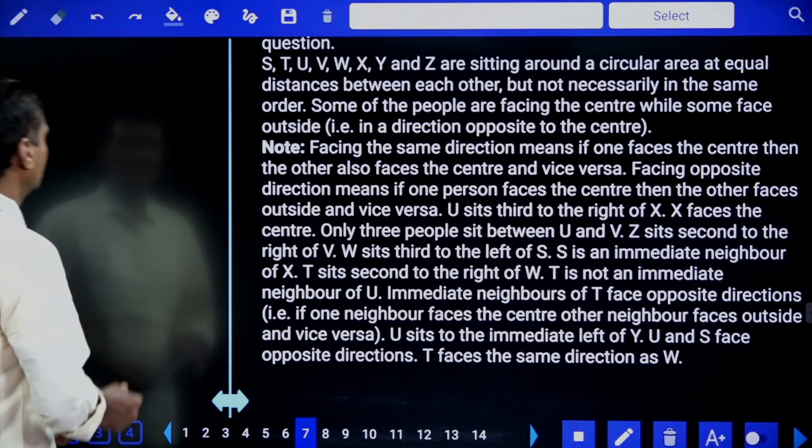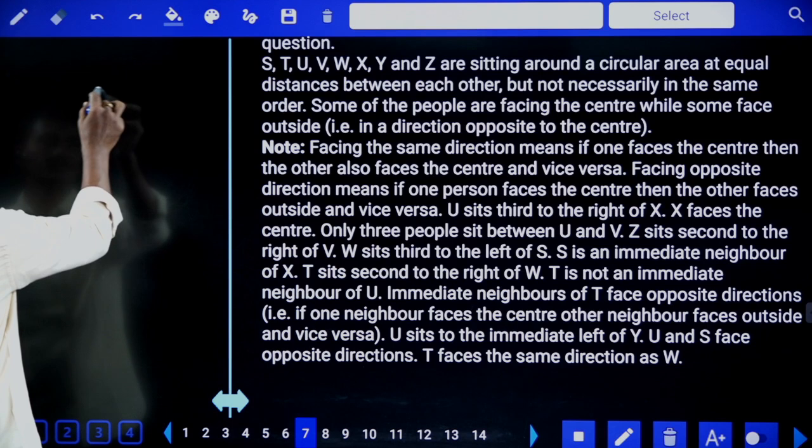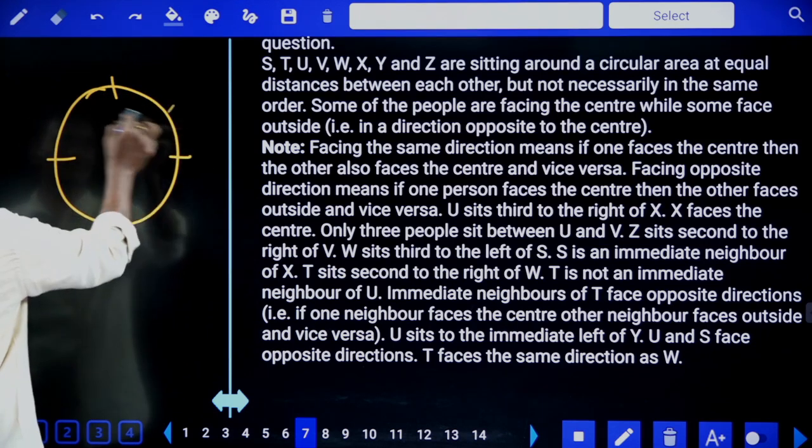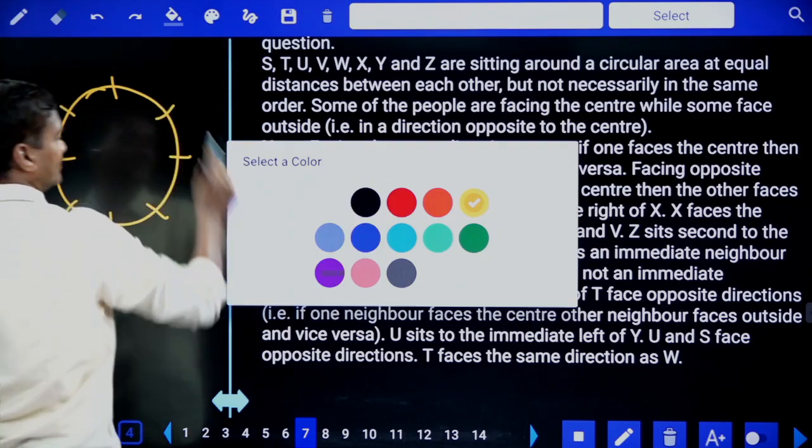Yes, your time is up. Now 8 persons were there. These 8 persons are seated around a circular table, some inward and some outward. 1, 2, 3, 4, 5, 6, 7, 8. Now what is the first information given here?